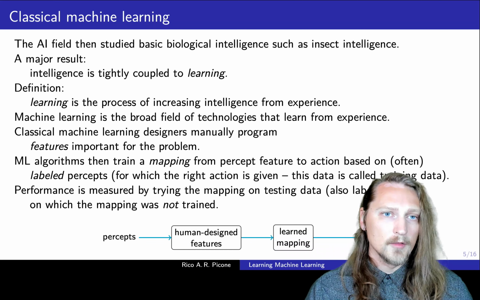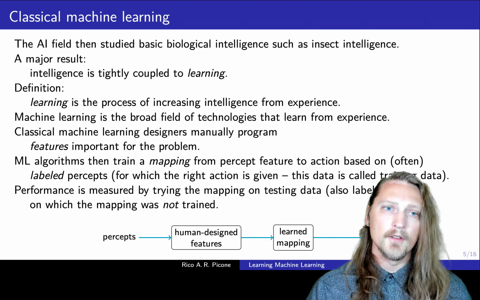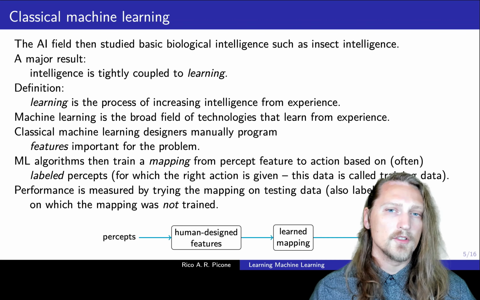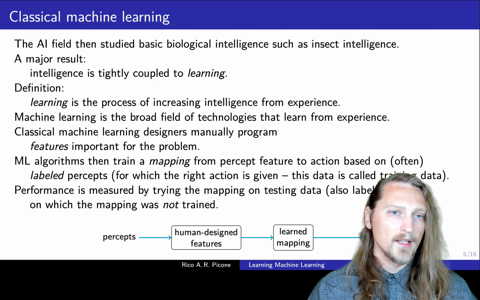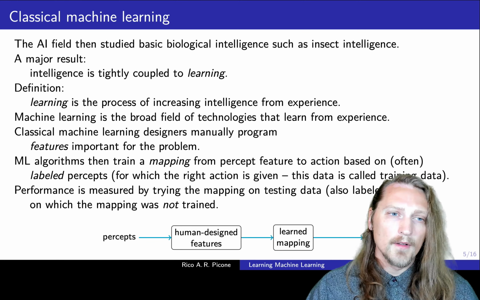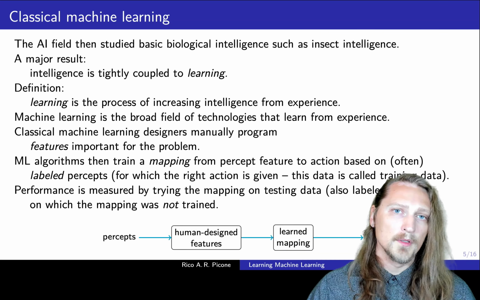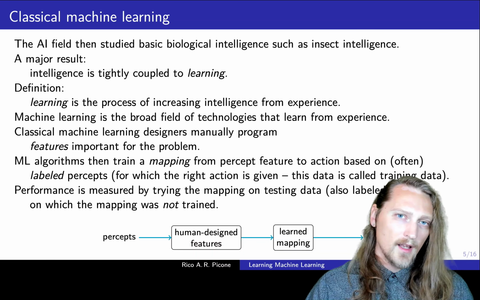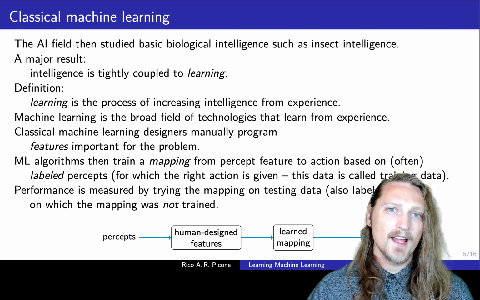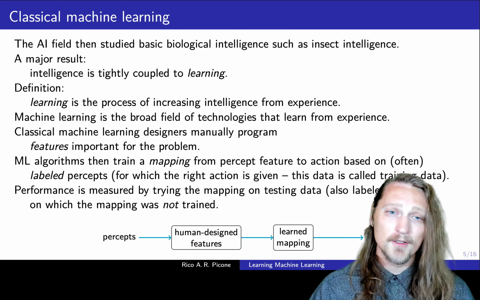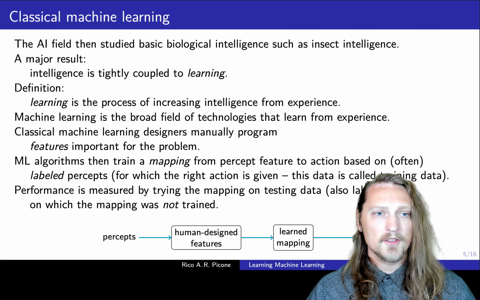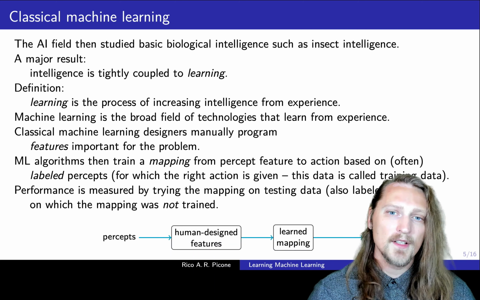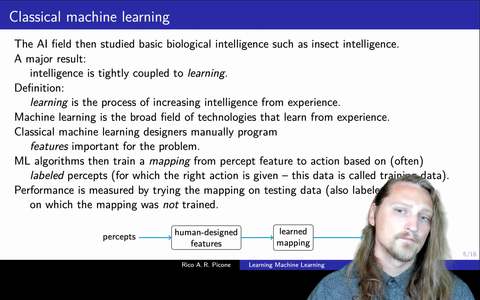Now we go to classical machine learning. The AI field then studied basic biological intelligence, such as insect intelligence. Turned out we needed to really go back to the basics there. A major result is that intelligence is tightly coupled to learning. Having something that appears intelligent without it learning is apparently not easy to do. Proved to be very challenging for us to do, at least. So here's a definition of learning. It's the process of increasing intelligence from experience.